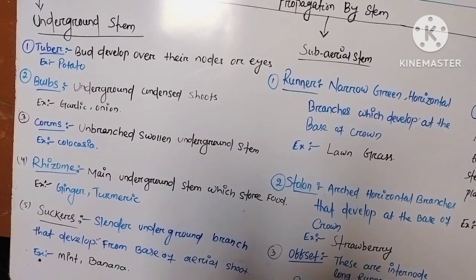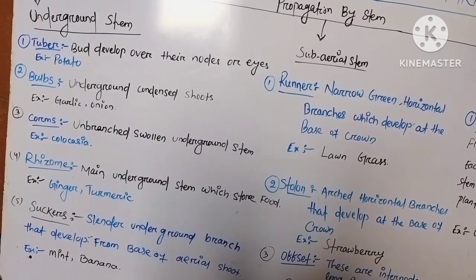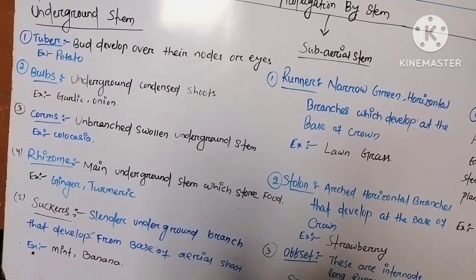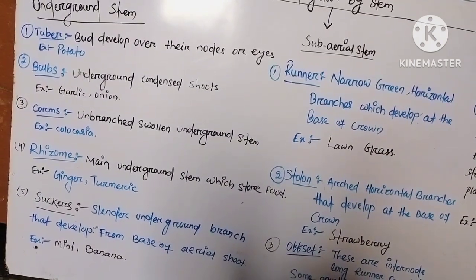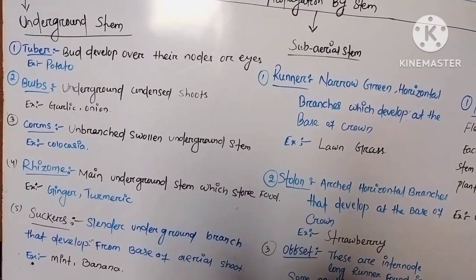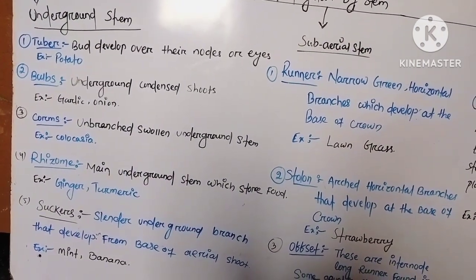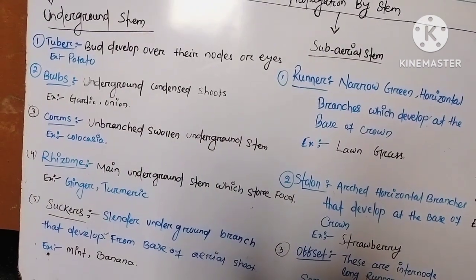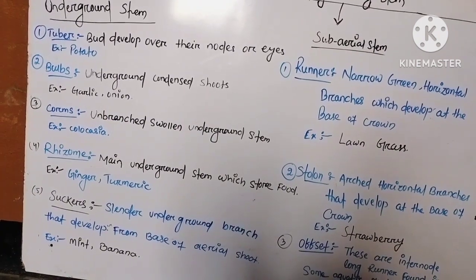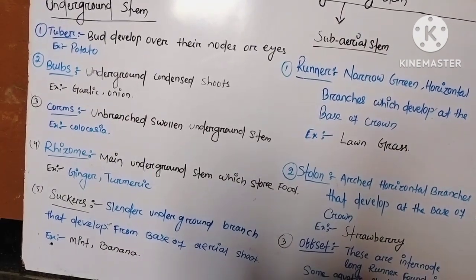The second type of modification of stem found in the underground part is the bulb. A bulb is an underground condensed shoot. Condensed means a thickened shoot that can store nutrition and food material. Examples are garlic and onion. The third example is the corm, an unbranched, solid underground stem with no branching system, only a solid condensed structure. An example is colocasia, which in Odia is called saru.